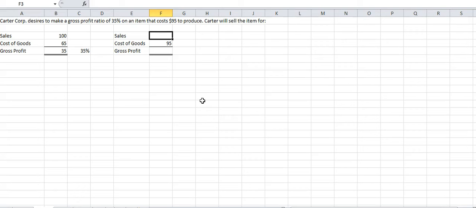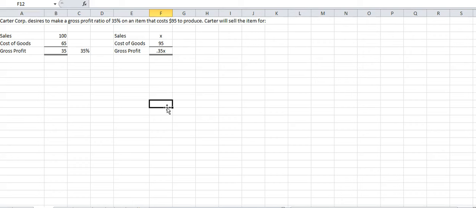Well, we're going to have to use some algebra, right? We know that this has to be 35% of this. So if this is x, and those of you who hate algebra are probably cringing right now, but don't worry, it's not that hard. This must be what? This must be 0.35x, right? Because it's 35% of whatever this is. So now we can solve for this problem.